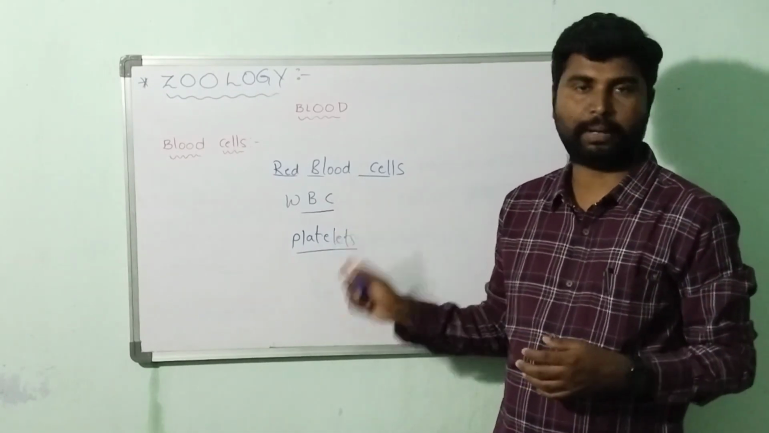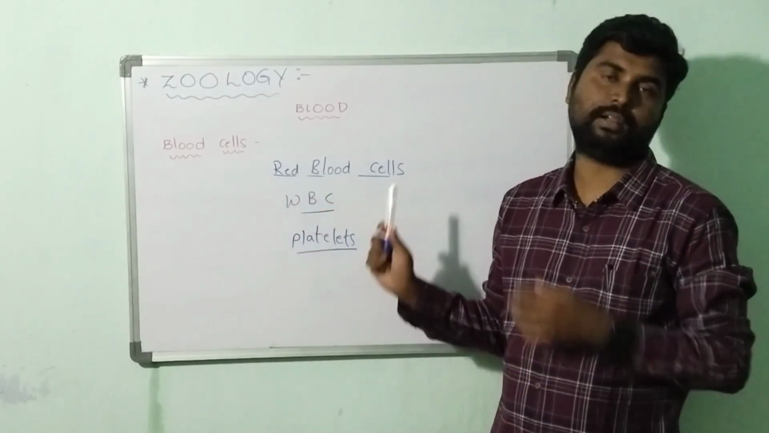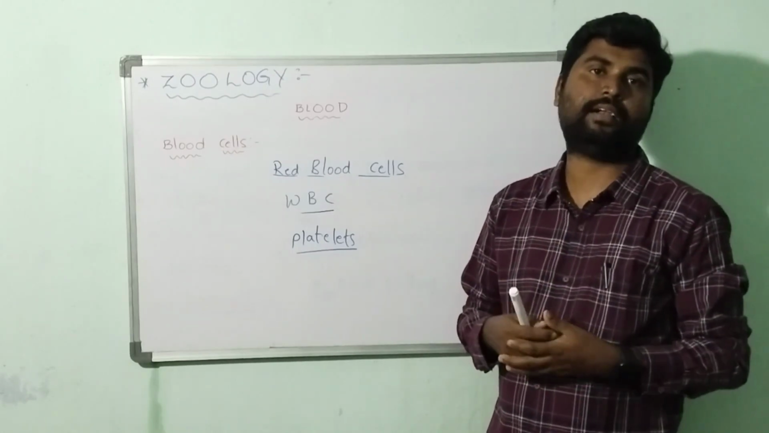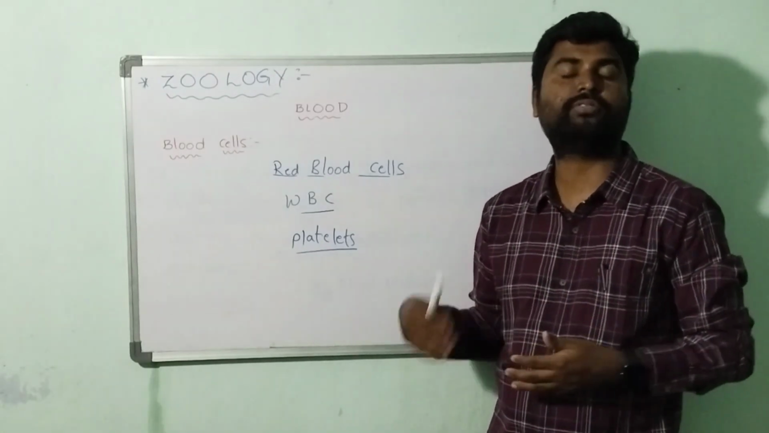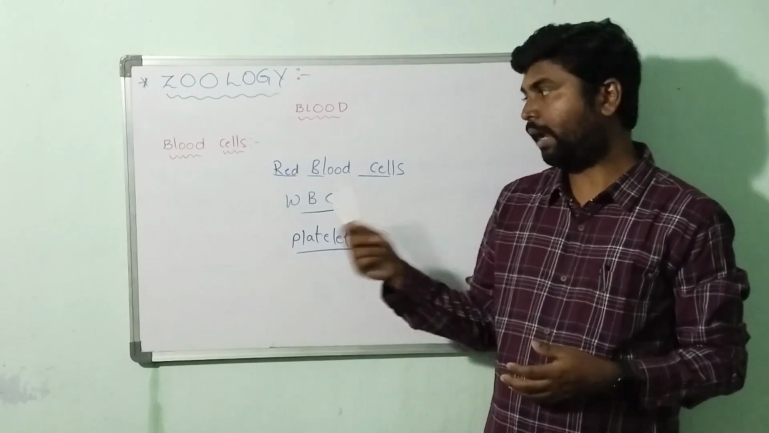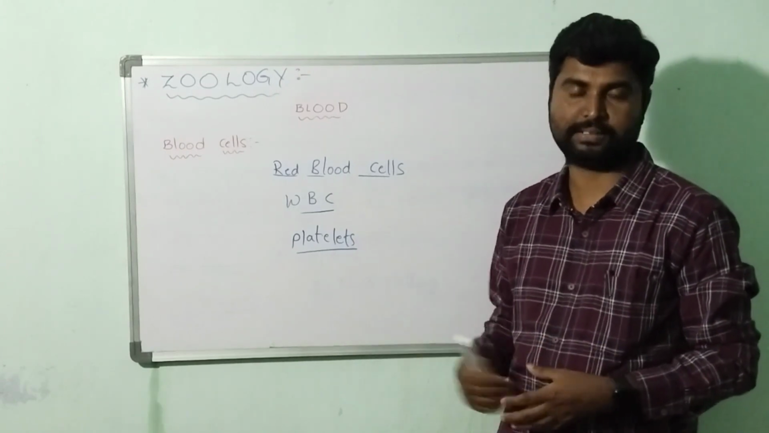So now we would like to explain red blood cells. What are the red blood cells, what is their place of origin, and after the 120 days where will they go? We have to discuss it clearly about the red blood cells.